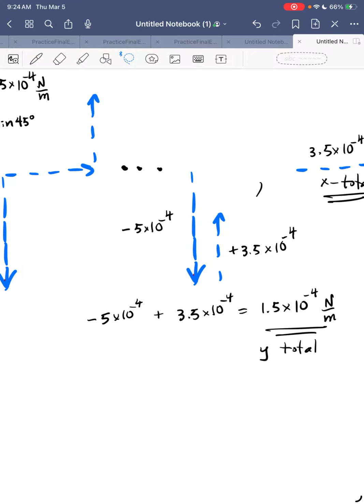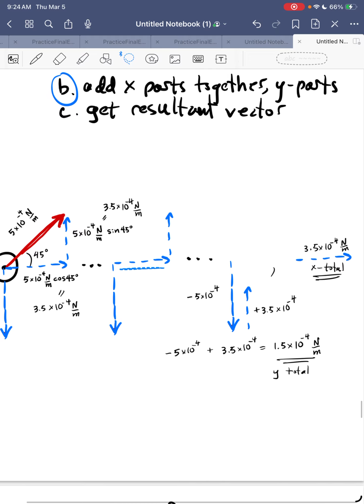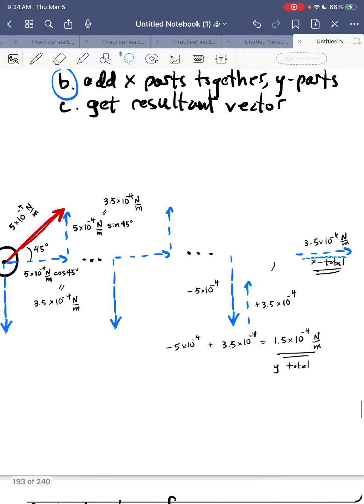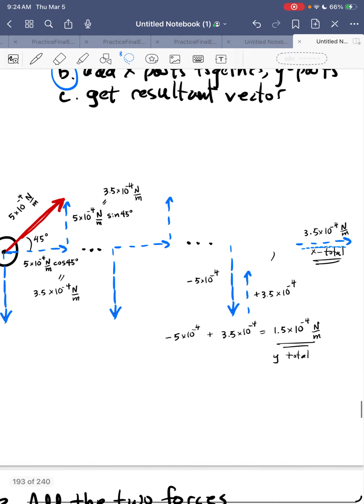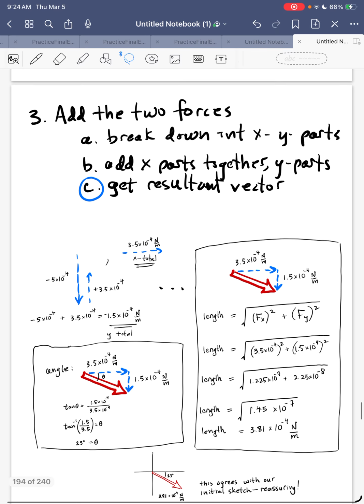Okay, so that's what we have. So that's the y total. As I said before, the x total, we don't have to worry about that. There's nothing else competing with that, so we just carry that over like that. And that's what we have for the x. So let's go to the next part, which is the last part, which is getting the resultant vector.